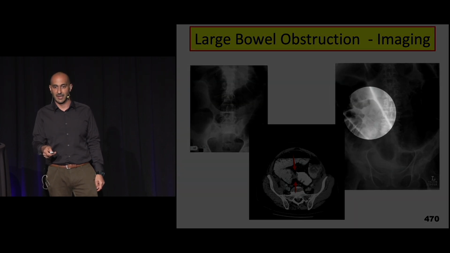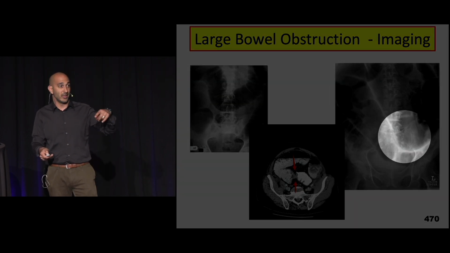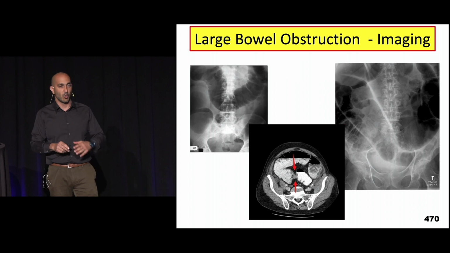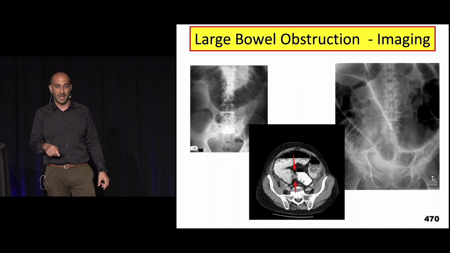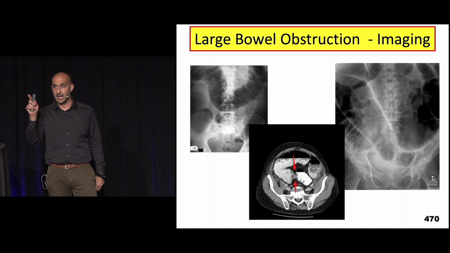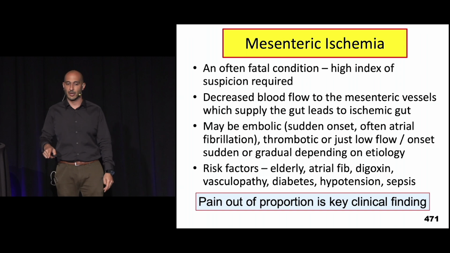You'll get a big dilated loop of bowel that's more in the periphery. Small bowel obstructions you tend to see more in the center. Large bowel obstructions you see more in the periphery. And then it's just bigger. Small bowel obstructions tend to have about a 3 centimeter dilation, whereas the large bowel tends to be 6 to 9 or larger. Okay, mesenteric ischemia.